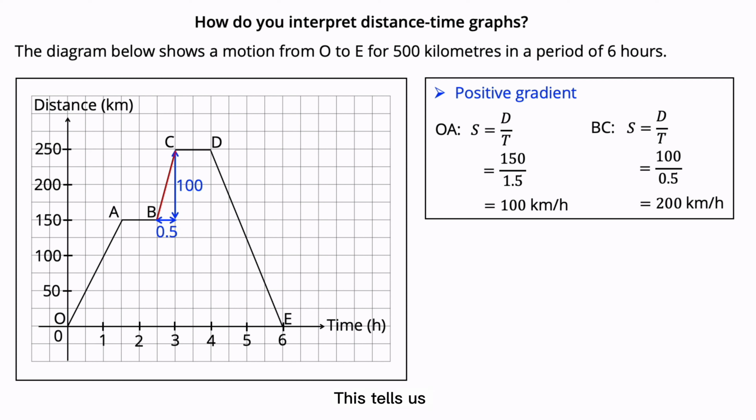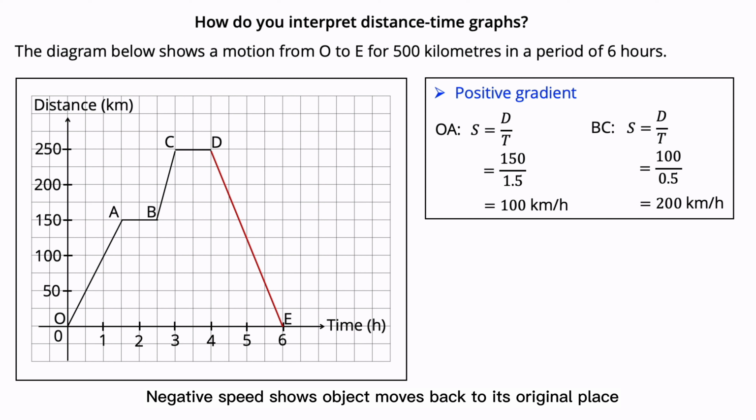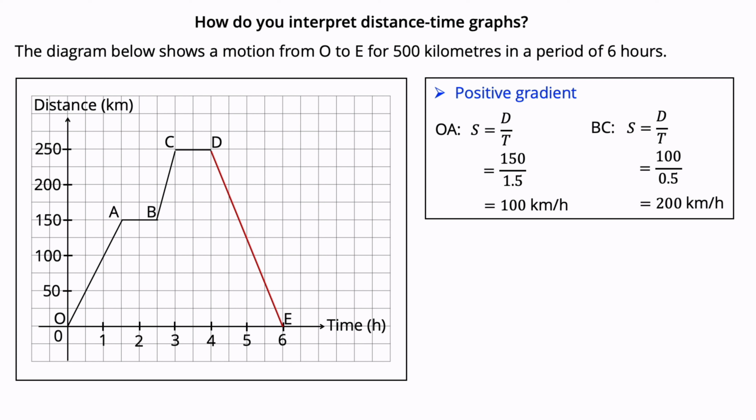This tells us that the steeper the gradient at a point on the graph, the faster the speed at that point. The flatter the gradient, the slower the speed. With a completely flat line, meaning 0, the motion stops. If the line is in negative gradient, this shows the direction of travel is opposite. Negative speed shows the object moves back to its original place.